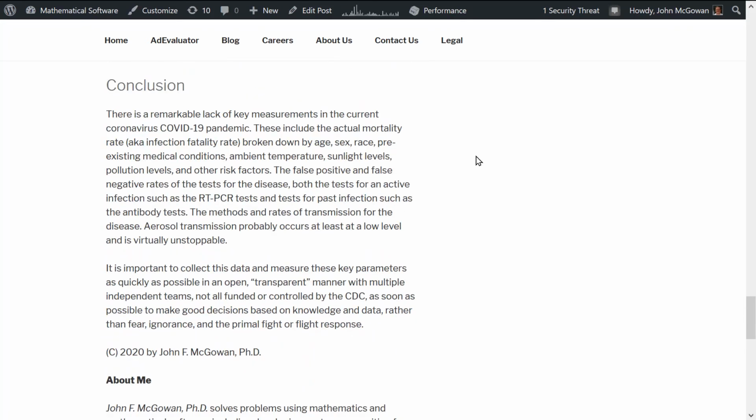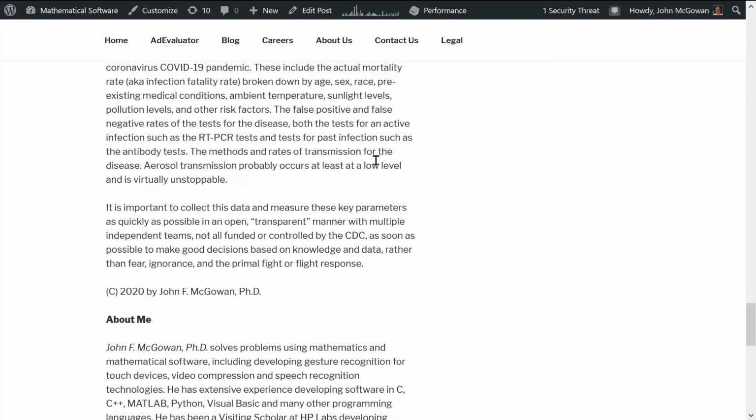In conclusion, there's a remarkable lack of key measurements in the current coronavirus COVID-19 pandemic. These include the actual mortality rate, also known as the infection fatality rate, broken down by age, sex, race, pre-existing medical conditions, ambient temperature, sunlight levels, pollution levels, and other risk factors. The false positive and false negative rates of the tests for the disease, both the tests for an active infection, such as the RT-PCR tests, and tests for past infections, such as the antibody tests. So we need to know how accurate they are. It's far from clear that we do.